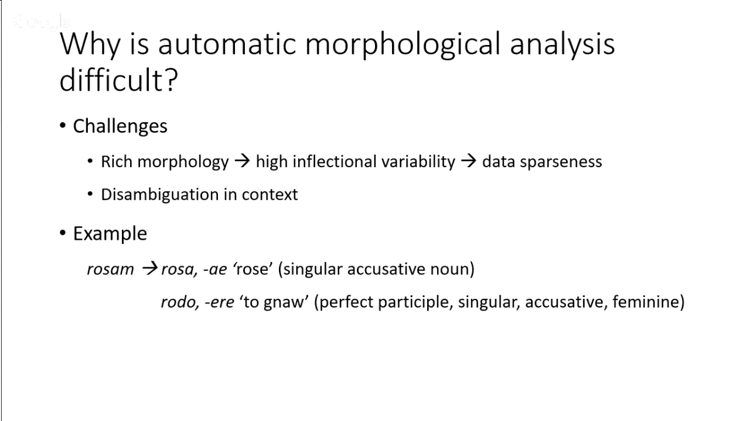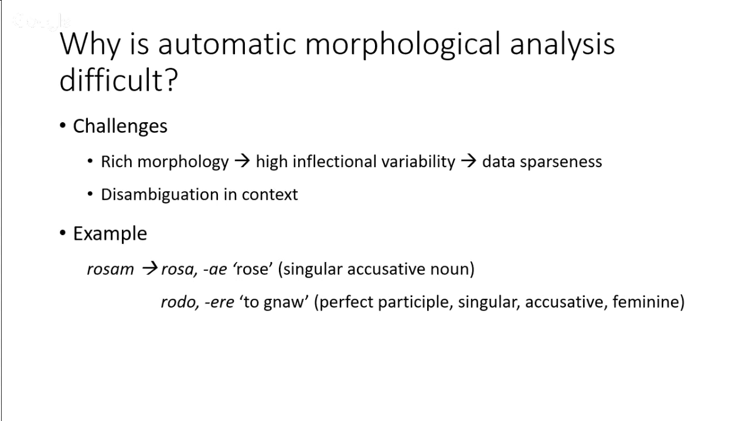Well, it depends on the language. But for languages with rich morphology, we have a very high inflectional variability. So a noun in Latin can have, or even a verb, say, dozens of different forms. And that means that a machine learning system that sees all these forms will perform better at analyzing unseen forms if it has seen enough variability.